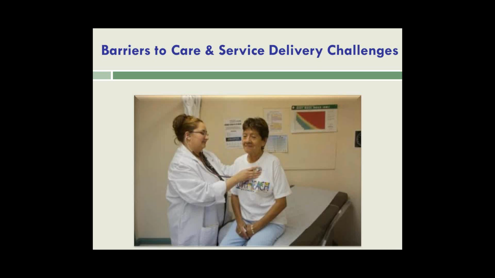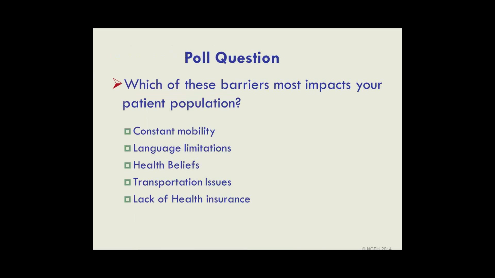The following slides will talk about the problems with barriers to health care and the problems with continuity of care among this population. So I've left a poll question in this webcast for you just to review and discuss and maybe think about which of these barriers most impacts your patient population. Could be that all of these may impact your patient population: their constant mobility, language limitations, their health beliefs, transportation issues, and lack of health insurance.